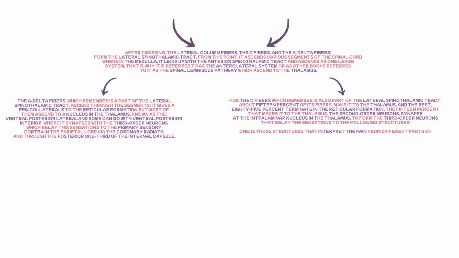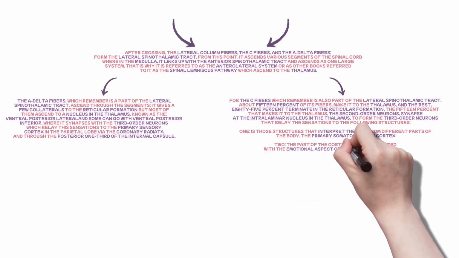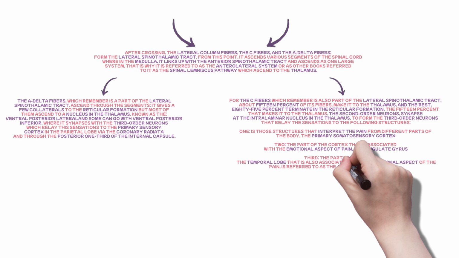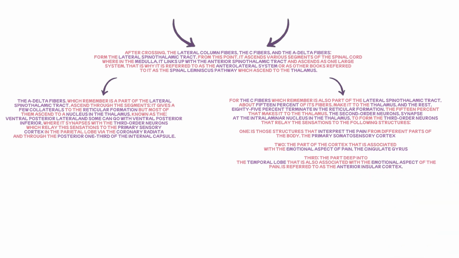First, the structures that interpret the pain from different parts of the body, the primary somatosensory cortex. Second, the part of the cortex that is associated with the emotional aspect of pain, the cingulate gyrus. Third, the part deep in the temporal lobe that is also associated with the emotional aspect of pain, referred to as the anterior insular cortex. So, as we finish up discussing the spinothalamic tract, let's tie up some loose ends.